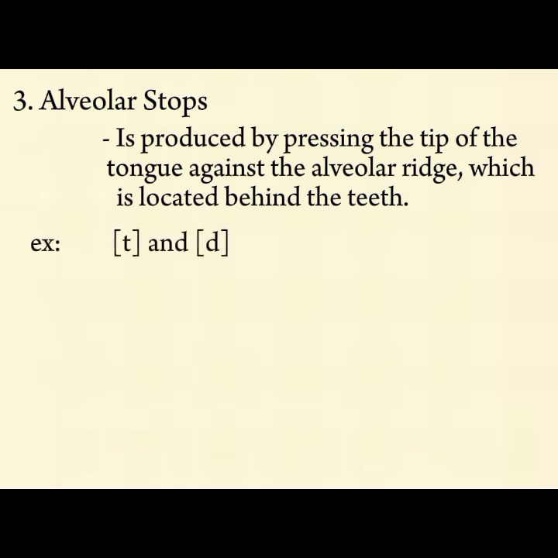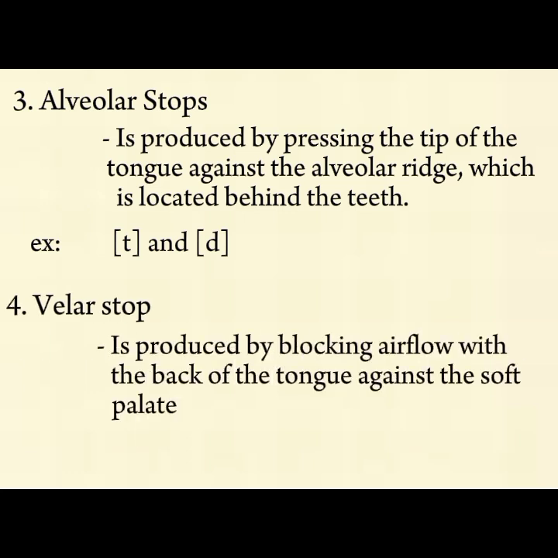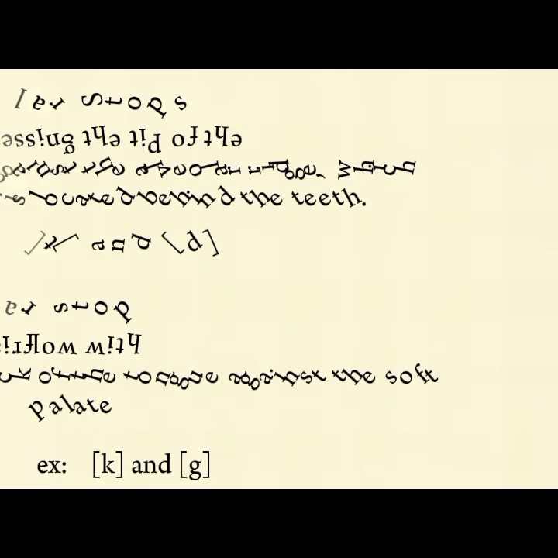Last, we have the velar stop. Velar stops are produced by blocking the airflow with the back of the tongue against the soft palate. For example, K and G.